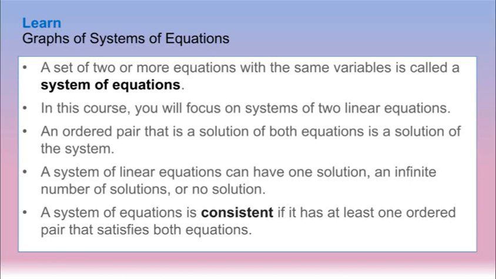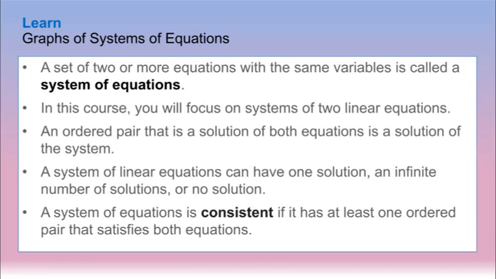In this course, you will focus on systems of two linear equations. An ordered pair that is a solution of both equations is a solution of the system. So it has to work for both, otherwise it would not be a solution. And when you're looking at solutions to a system, it's where the two lines meet.